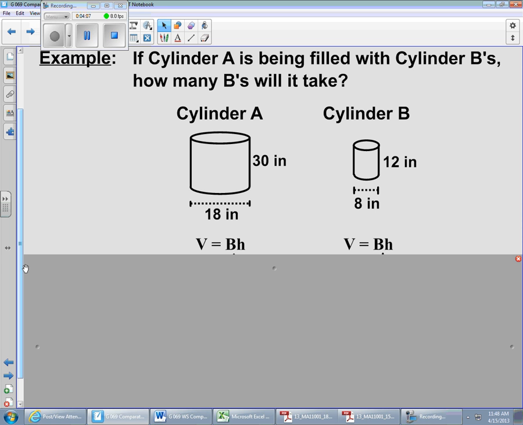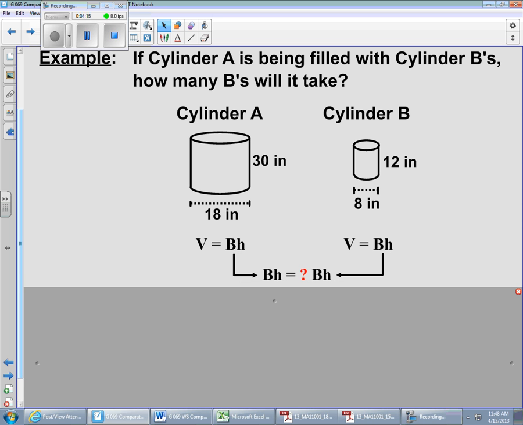Since we don't know how many cylinder B's it's going to take, we're going to have to introduce a variable into that equation. And the equation can be written, when you think about it, very simply. Big B little h from cylinder A will equal, we don't know how many, but big B little h's from cylinder B. I just threw a question mark in there because it's a variable. We don't know. I didn't want to pick a particular variable because we've already got a whole bunch of variables running around with the surface area and volume formulas we're going to be using. But you could pick anything. I just put a question mark in there.